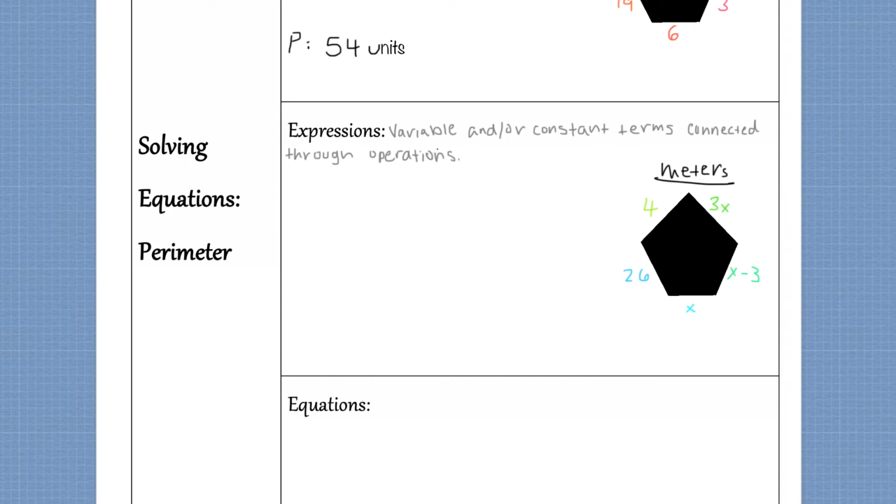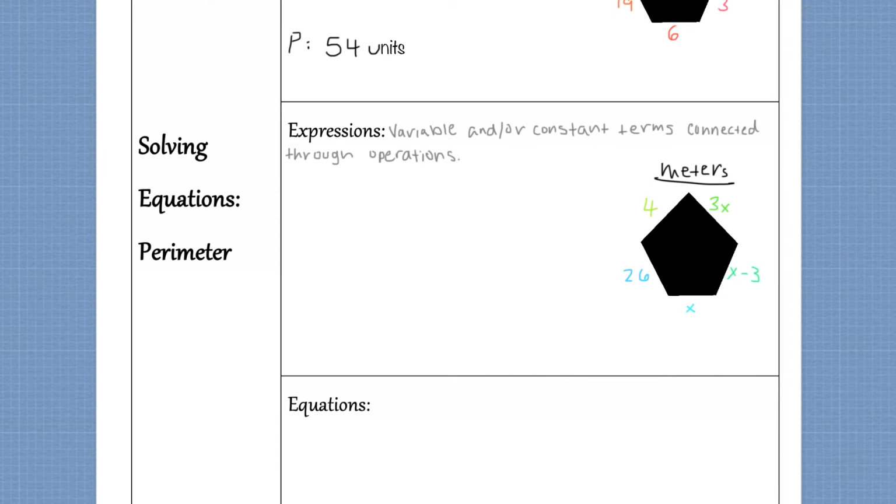Okay. And so what we want to do for this one is to write an expression for the perimeter. And so we said an expression was a variable and or constant terms connected through operations. And so you guys may be wondering what a variable or a constant term is. So a variable term is a term with a variable in it. And so if I look over here on this one right here, this one is just 4. It doesn't have anything, it's just a number. And so that is not a variable term.